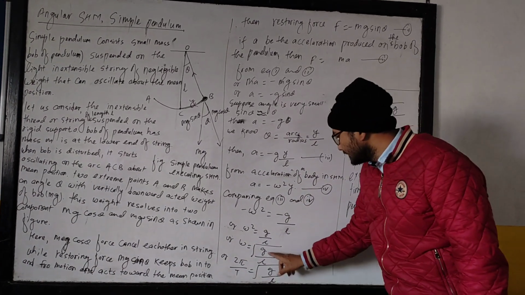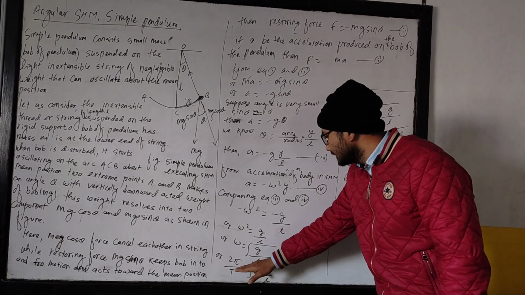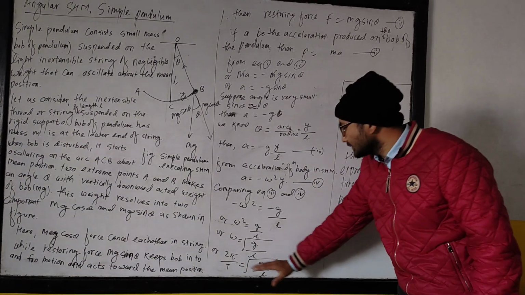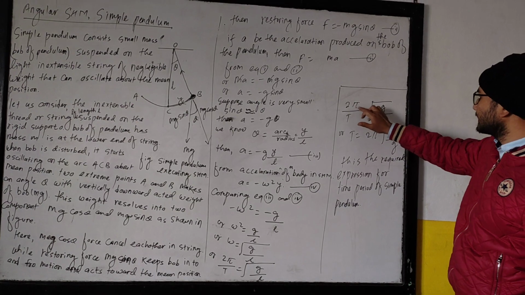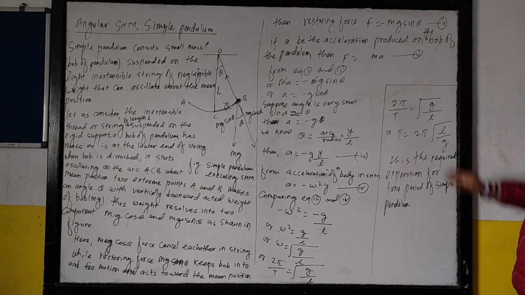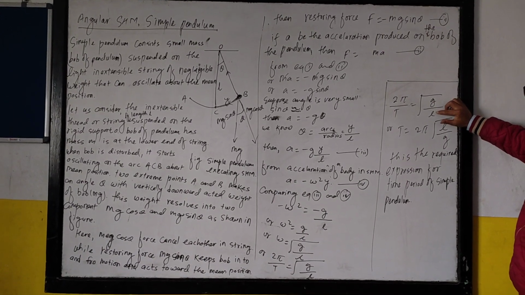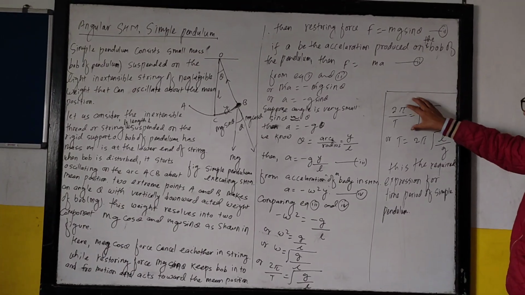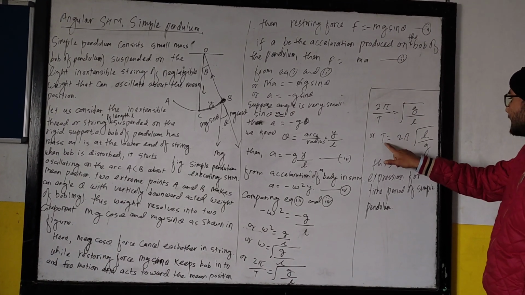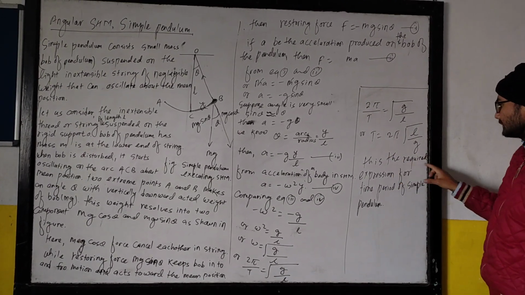T is the time period, and here is g by l, and here we are going to exchange them. We are going to take T in the numerator. So when we reverse it, we write T equal to... we reverse 2 pi by T, and on the other side we also reverse g by l. When we reverse this equation, we get T equal to 2 pi under root l by g. This is the required expression for this simple harmonic motion.